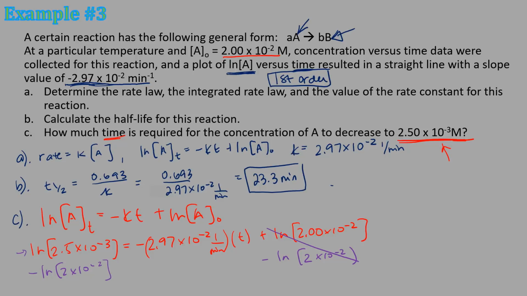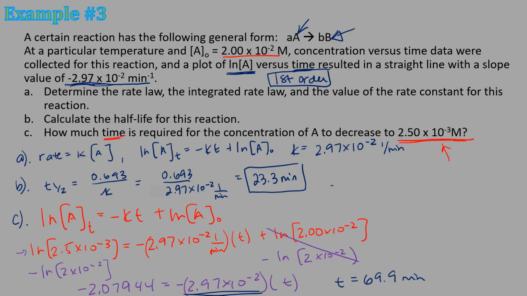All right, and then I end up getting negative 2.07944. And that would be equal to negative 2.97 times 10 to the negative 2 times t. Right? Then I'm going to divide both sides by that, and I end up getting that my t is equal to 69.9 minutes.